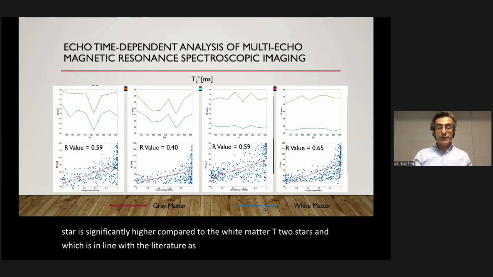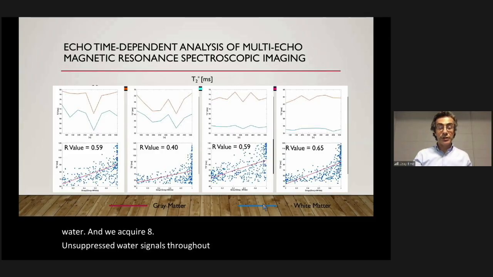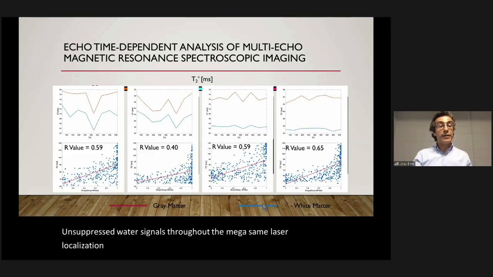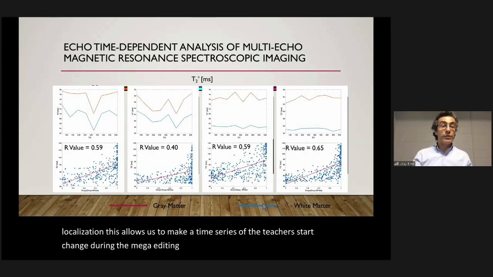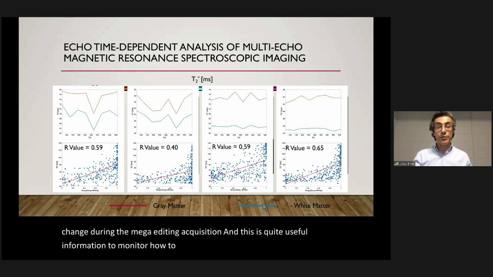Since we are not suppressing the water and we acquire 8 unsuppressed water signals throughout the MEGA sLASER localization, this allows us to make a time series of the T2 star change during the MEGA editing acquisition. And this is quite useful information to monitor how T2 star changes while we are measuring the neurotransmitters.